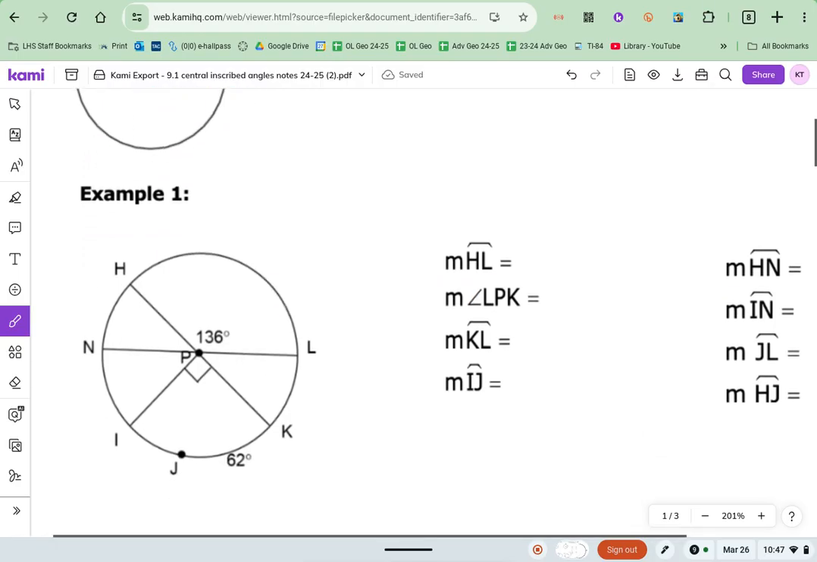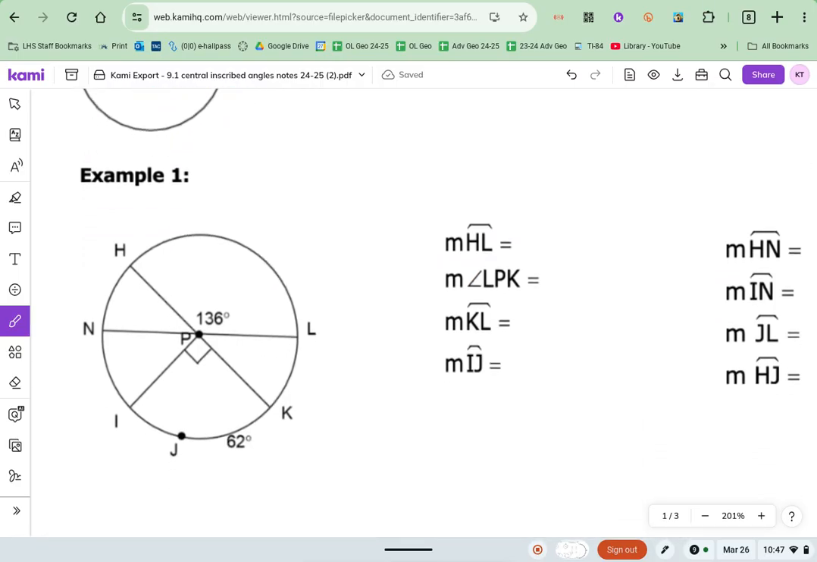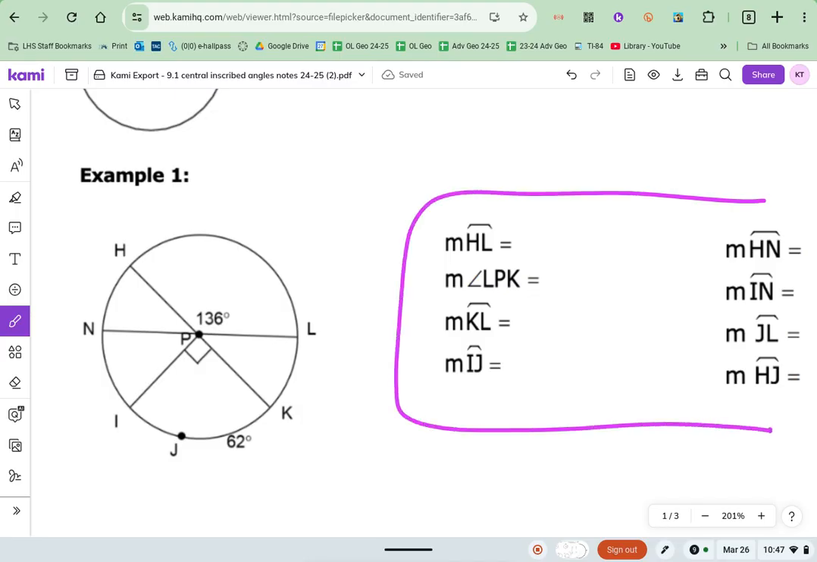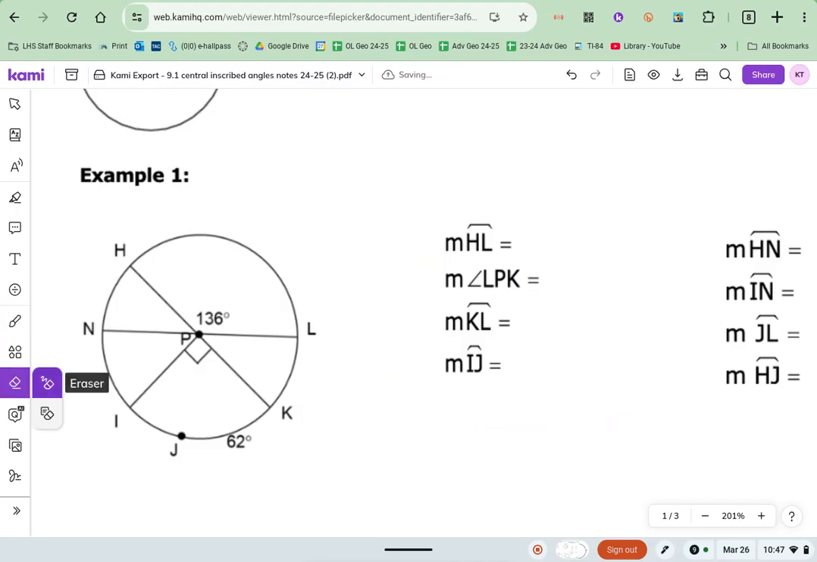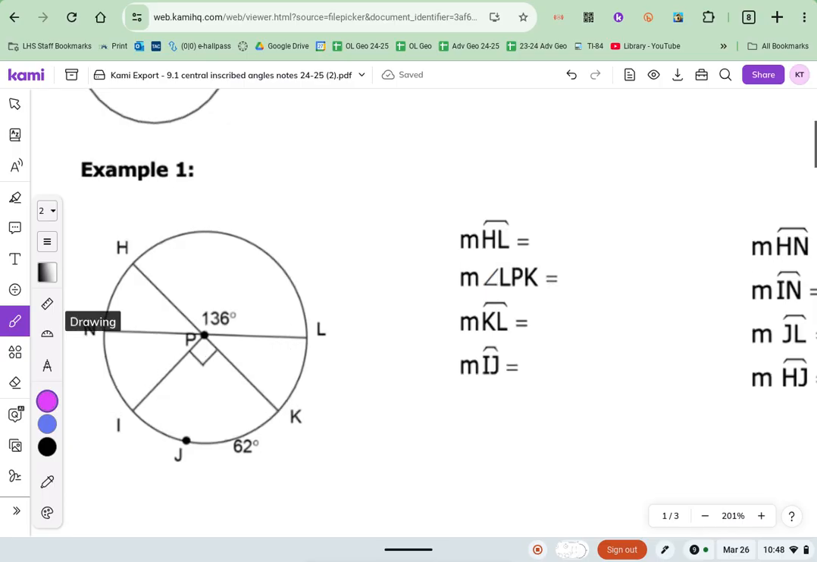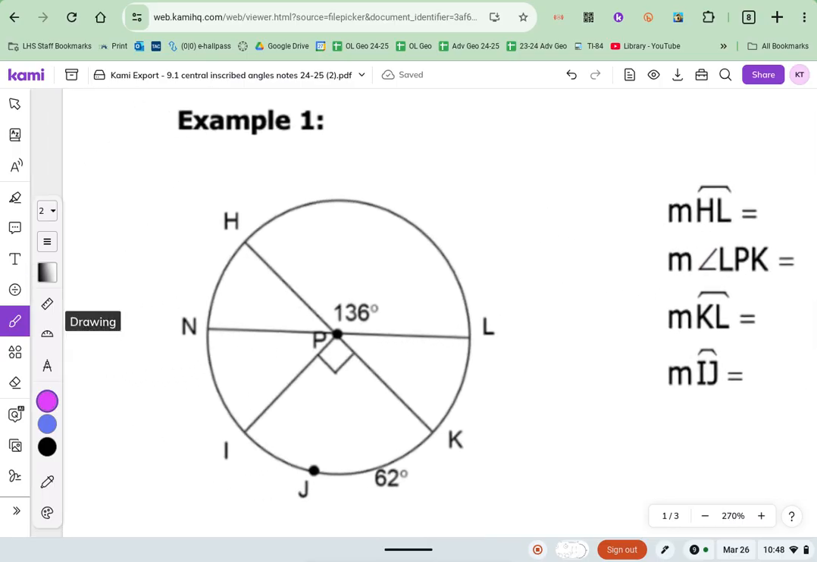We're going to use that to find a lot of missing things in this picture. Whenever we are looking at these kinds of problems, I'm going to ignore the stuff on the right for now because they don't necessarily go in order. I'm just going to help you fill in as much as we know on the picture, and then we'll go back and fill in the stuff on the right.